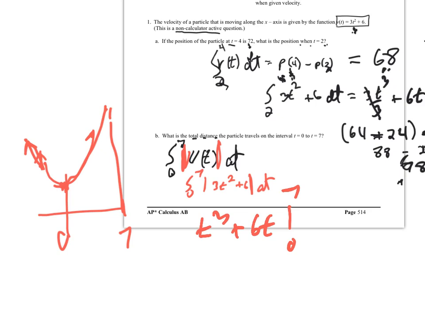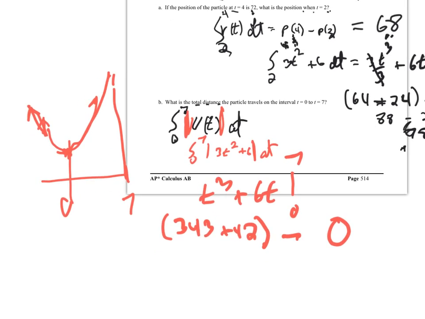That's going to be, plug in the 7 first. What's 7 cubed? 7, how much? 343 plus 42. All of that minus how much? I love it when 0 is the bottom limit, because what does it turn into? 0. I believe that would be the answer if you do the adding. 385?